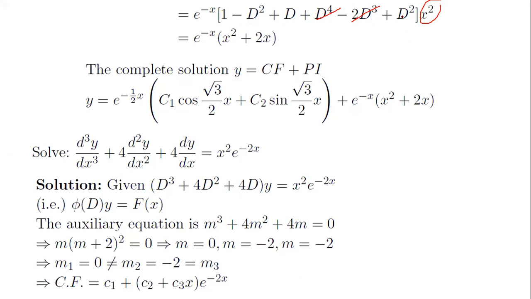When you apply that x square inside, then you will get, what is x square? D of x square is 2x. We know that D of x square is 2x. D square of x square is 2. So wherever the D square is there, substitute 2, D is the 2x. So substituting that, you will get the answer e power minus x, x square plus 2x.